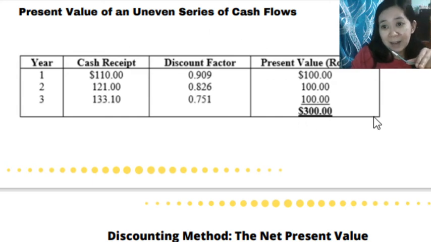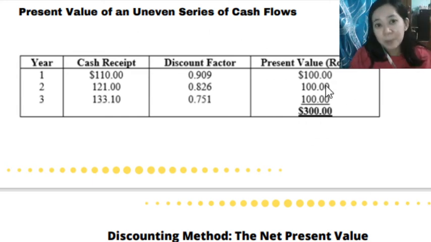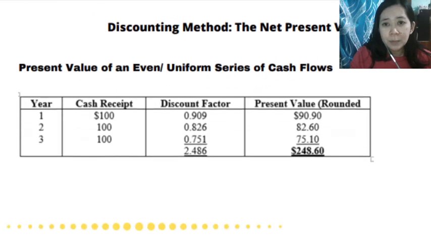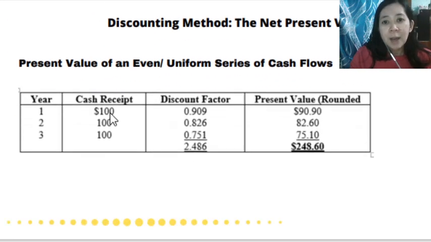So this is the future value of the investment. The present value is $300, so we just round this up to get the present value. This is the case if the cash flows are uneven. What about if our cash receipt is even?